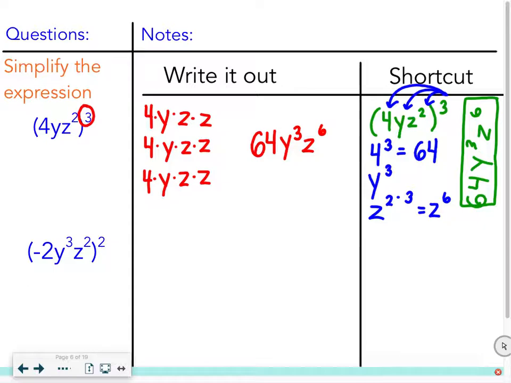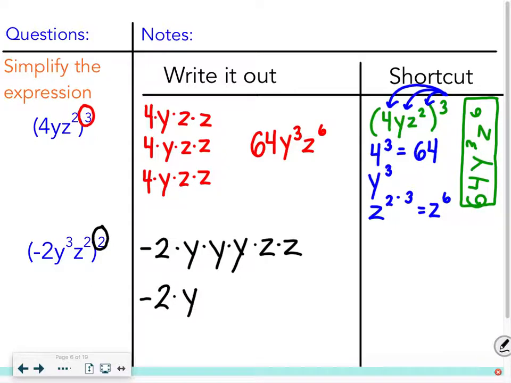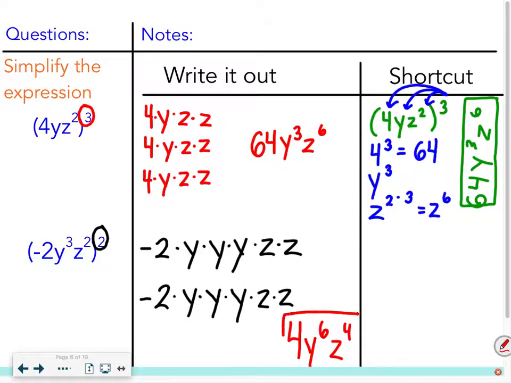Okay, same thing. We look at our very outside exponent, which is 2. So I have to write this parenthesis out 2 times. So negative 2, 3 y's, and 2 z's. Negative 2, 3 y's, 2 z's. Negative 2 times negative 2 is 4. I have a total of 6 y's. I have a total of 4 z's.